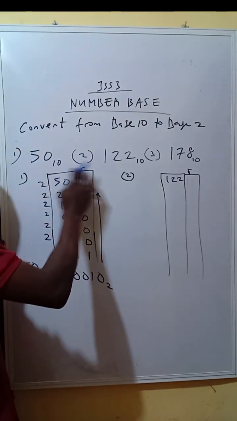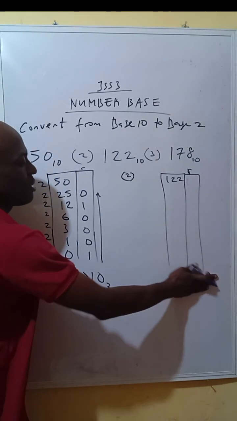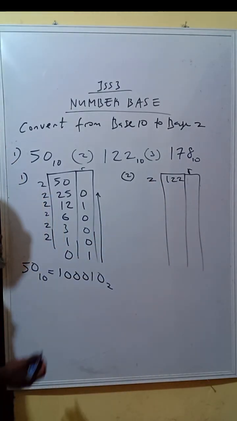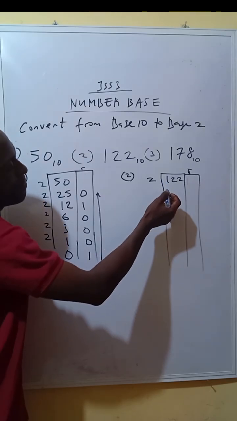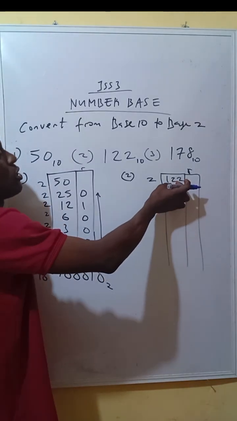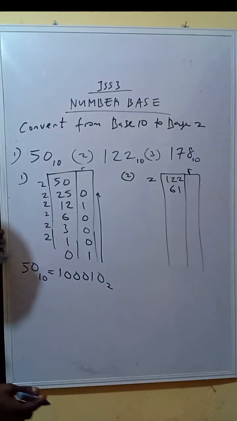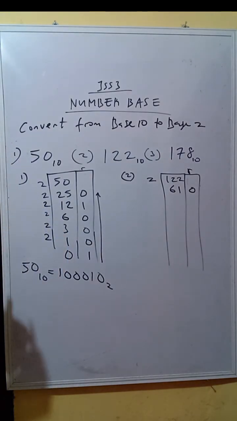You don't necessarily have to draw this box, but I'm just doing that to separate the remainder from what I'm getting. 122 divided by 2. 1 divided by 2 is impossible, like we say. You say 12 divided by 2 is 6, 61. 2 divided by 2, 1. 61 remainder 0.